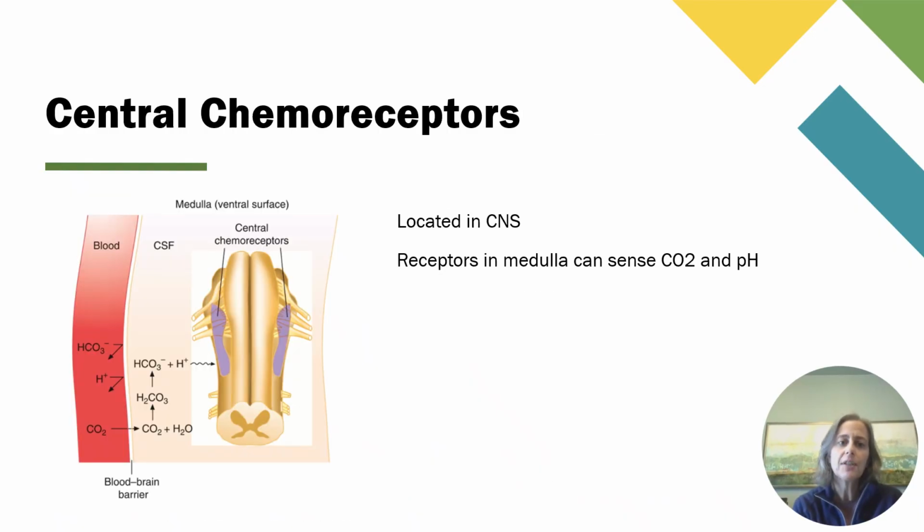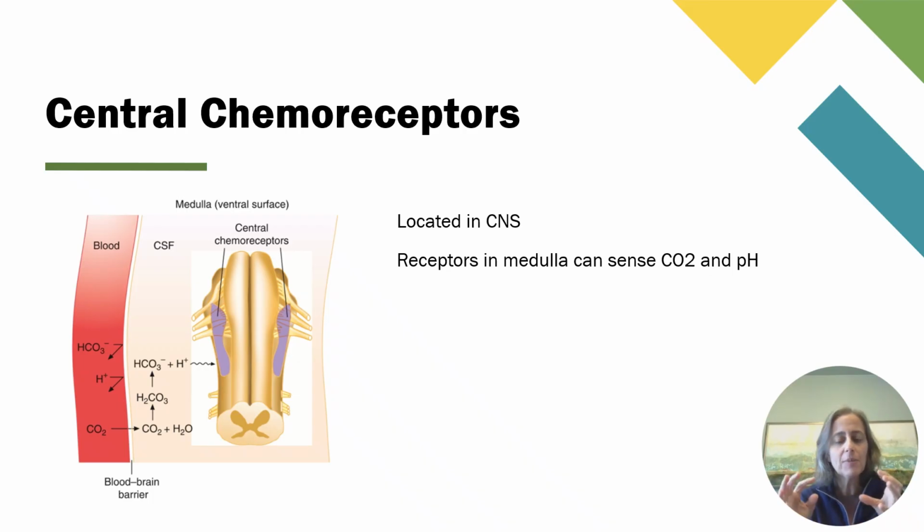So we do have some chemoreceptors in the brain. We're going to call those central chemoreceptors because they're located in the central nervous system, and they are in the medulla. So love me that medulla oblongata, and those receptors can sense carbon dioxide and pH. So they're right there in the medulla.